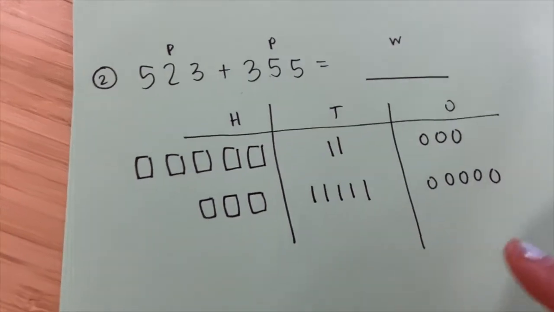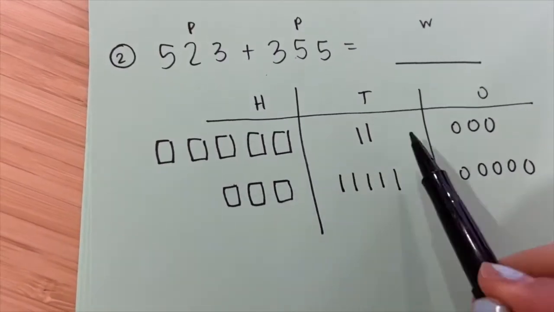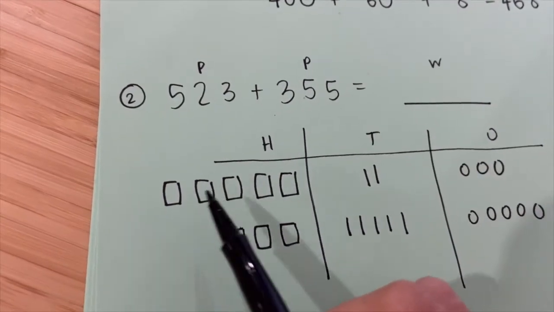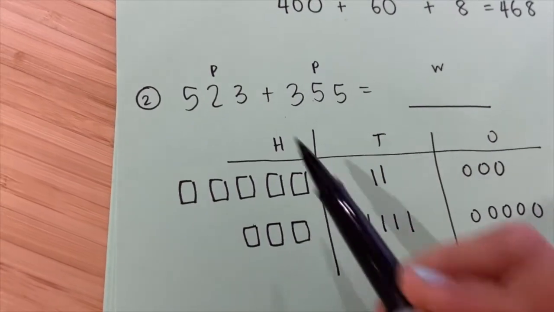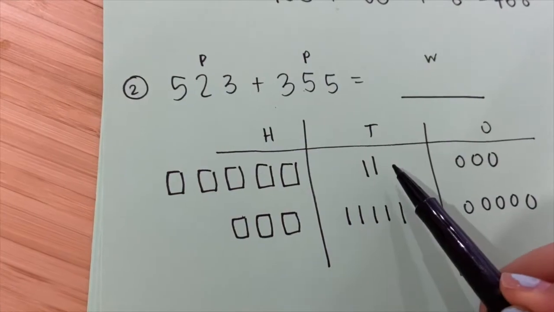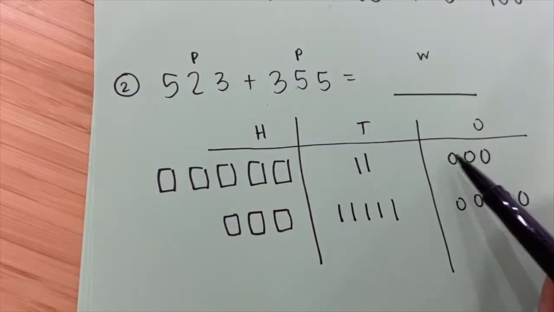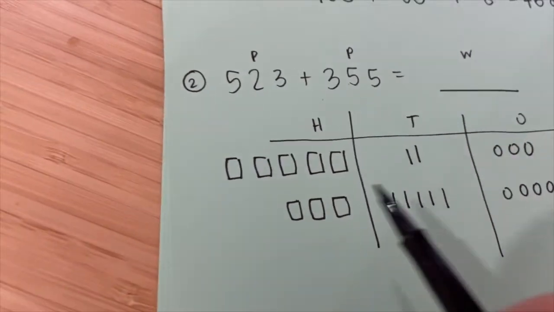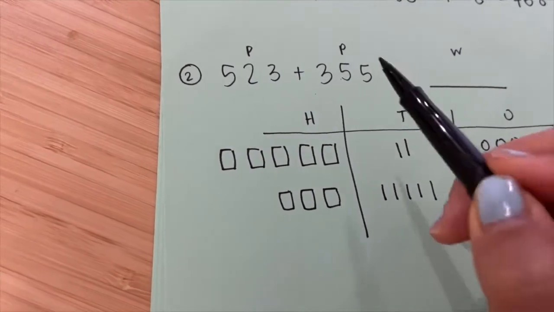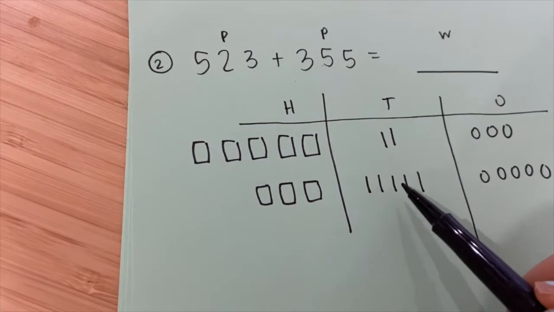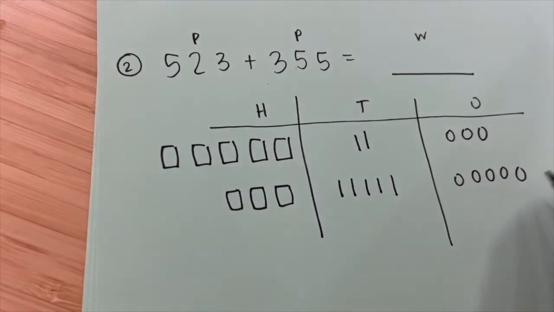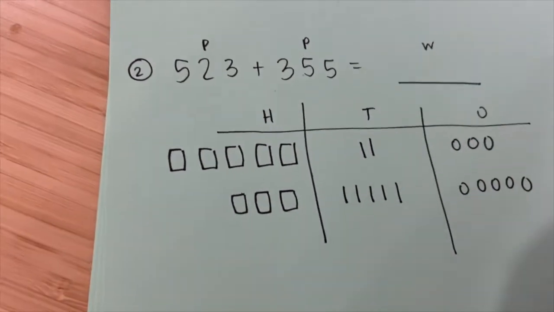That way when I need to check to see whether I put the right number of hundreds, tens, and ones, I can count them. So for 523, I should have 5 hundreds. 1, 2, 3, 4, 5. Good. I should have 2 tens. 1, 2. Good. I should have 3 ones. 1, 2, 3. Good. Check. Next, I'm going to check 355. Do I have 3 hundreds? 1, 2, 3. Good. 5 tens. 1, 2, 3, 4, 5. Good. And 5 ones. 1, 2, 3, 4, 5. Good, great. Now I can add them together.